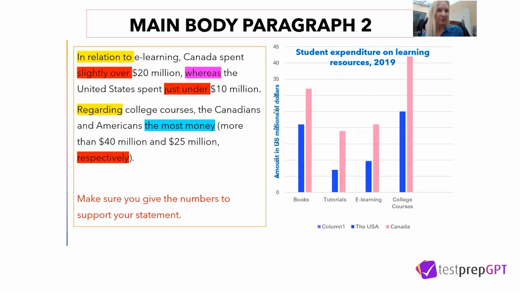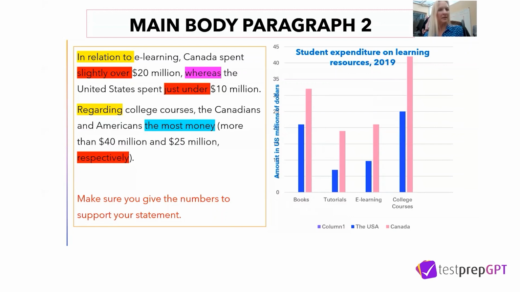The same idea. In relation to e-learning, Canada spent slightly over $20 million, whereas the United States spent just under $10 million. Regarding college courses, the Canadians and Americans spent the most money, more than $40 million and $25 million respectively. So in this second body paragraph, I'm again using a nice linker to begin, in relation to e-learning, and then I make that comparison between Canada and the US.